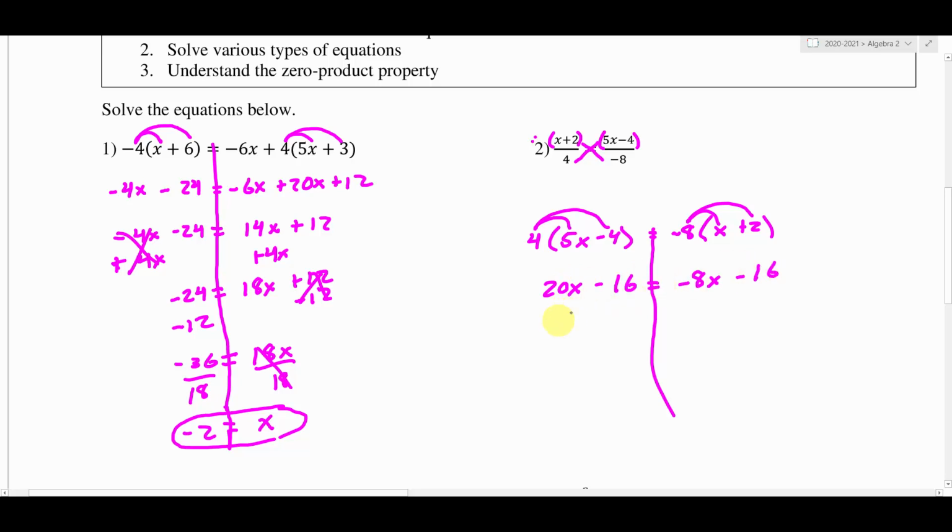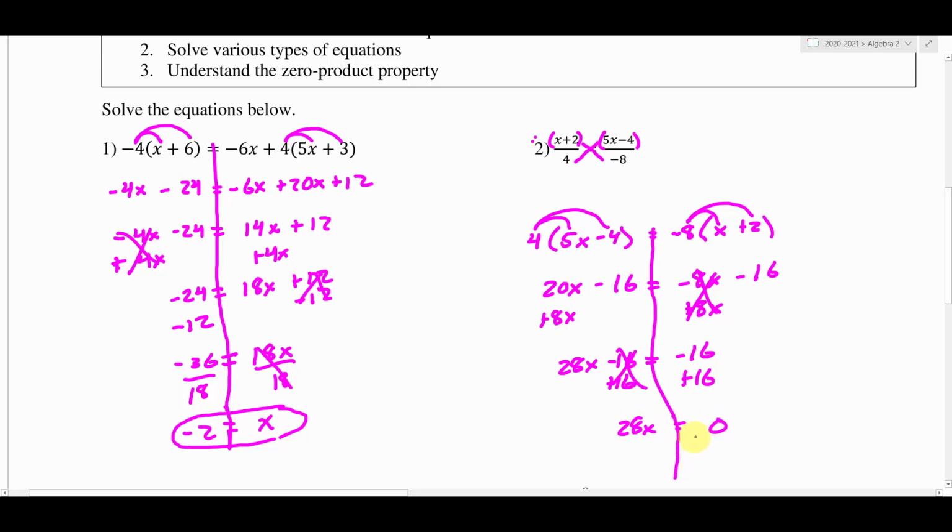I'm going to move my x's to the left-hand side. So to do that, I'm going to add 8x to both sides, so that way they cancel over here. So I'll get 28x minus 16 equals, and then all that's left over here is a negative 16. Right, and then I'm going to move this negative 16 over here, so I'm going to add 16 to both sides. So they cancel. So I get 28x equals 0.